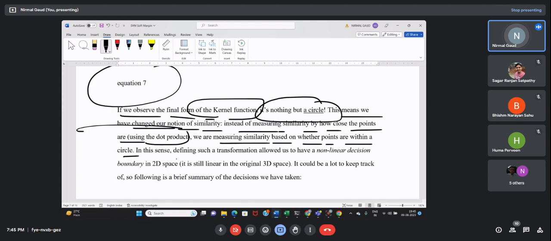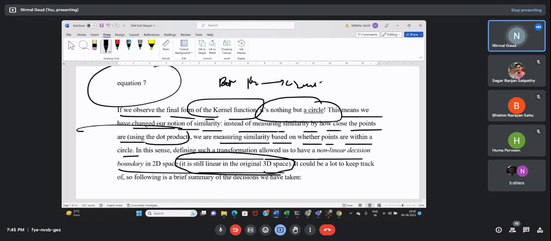So defining such a transformation allowed us to have a non-linear decision boundary. Obviously it's initially 2D, and now we are still linear in the original 3D space. So higher dimension. With this, the dot product has created an illusion for you: the data points are still present in a 2D plane, but if I want to visualize them, how can they be represented in a 3D plane.